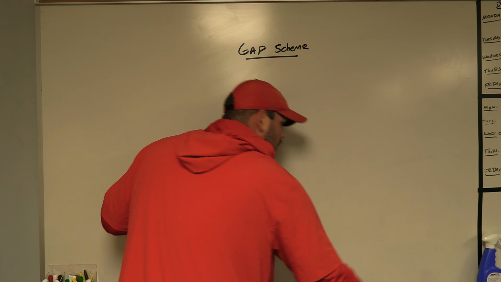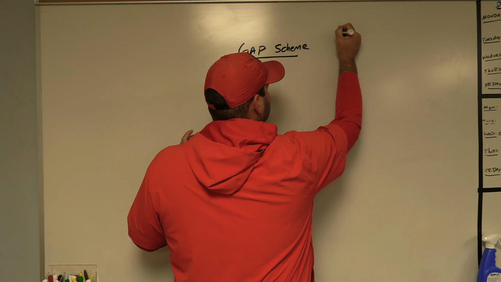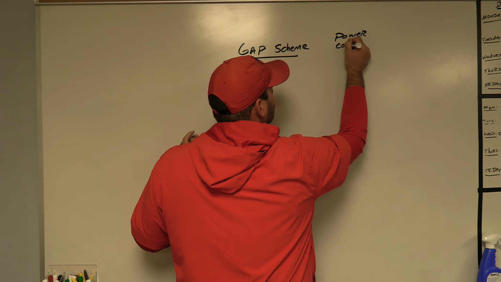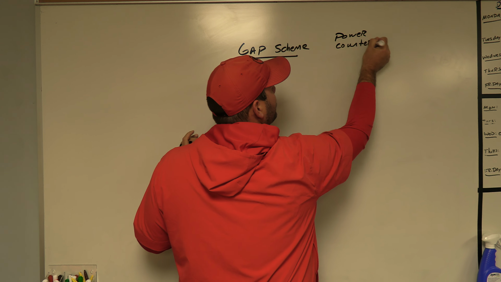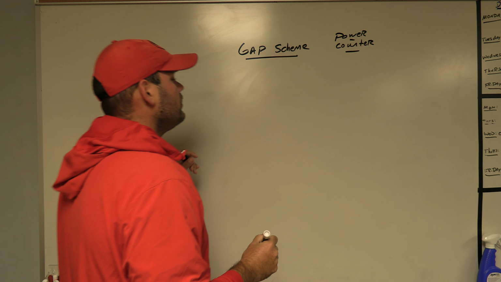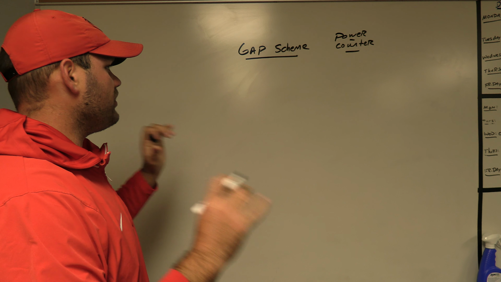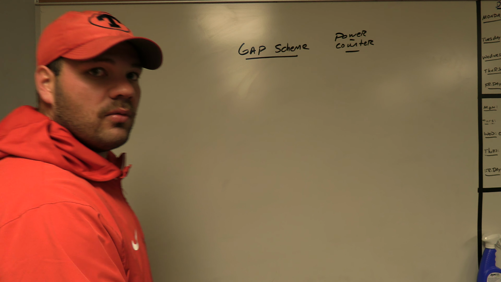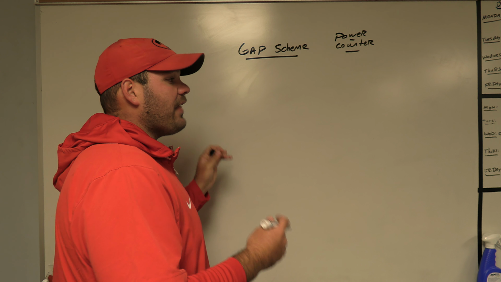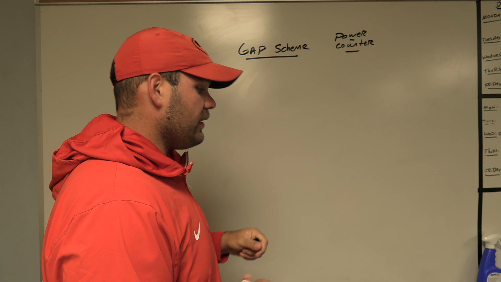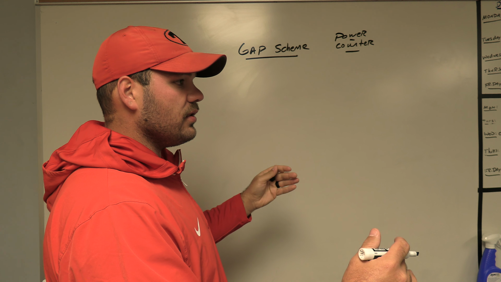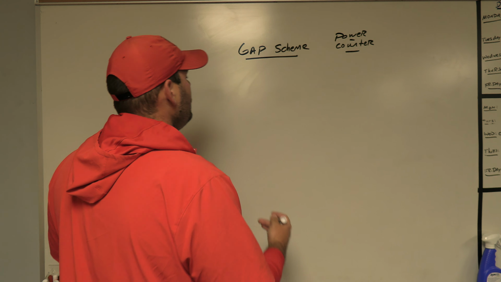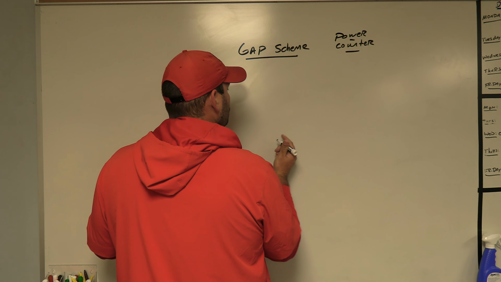So basic run plays we can run out of this: power and counter. Obviously there's a million different variations of those two things, but those are the two things I really specifically put in gap scheme. Some people try to call buck sweep gap scheme. I think buck sweep is its own thing. It's got variations of pin and pull with some ideas from gap scheme, but I believe it's really its own thing. So let's talk through power real quick.